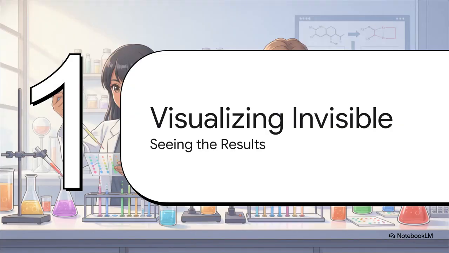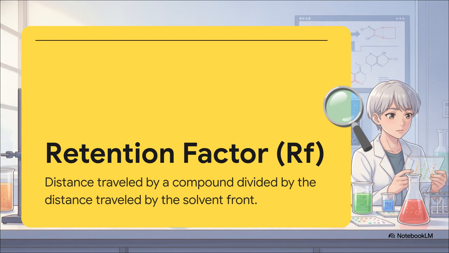Okay, Section 4, Visualizing the Invisible. Before we can actually reveal these invisible compounds, we need to know how to measure what we're about to see. We use this powerful mathematical tool called the retention factor, or simply the RF value. It's a dimensionless ratio. You just calculate the distance traveled by a specific compound, and you divide it by the total distance traveled by the solvent front. It's that simple. And under controlled conditions, this RF value is incredibly consistent.